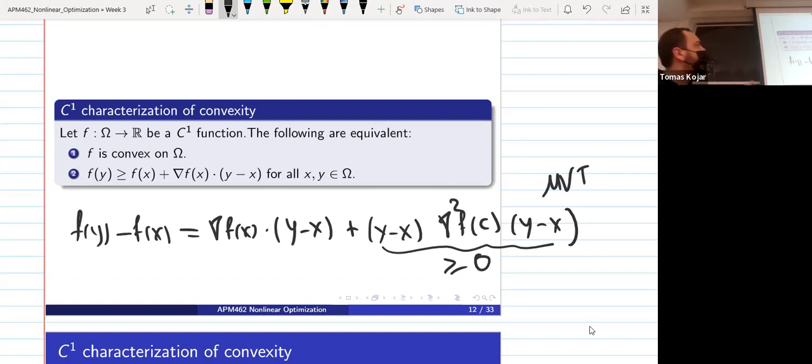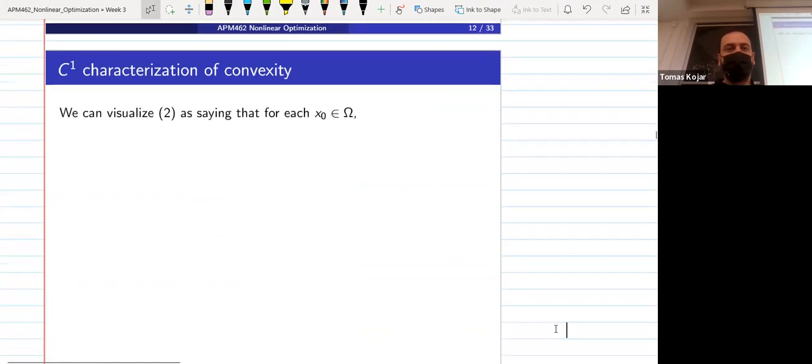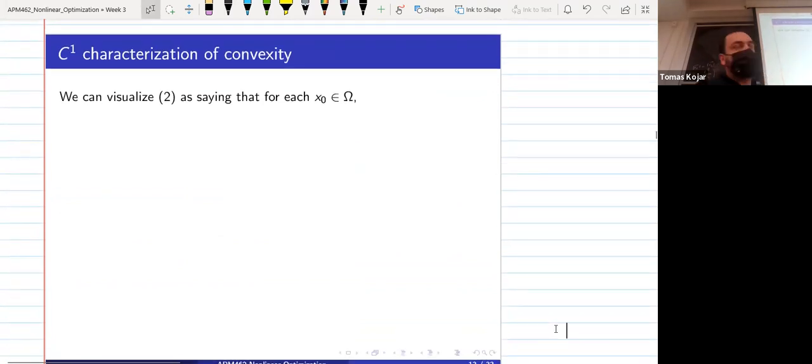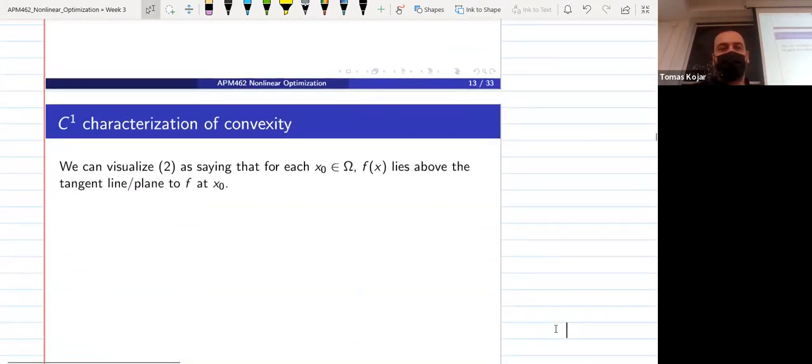So the C1 condition will follow from the second order one, but I just wanted to write it here. Okay, can I go on? All right, let me prove it. This is nice for proofs and intuition.